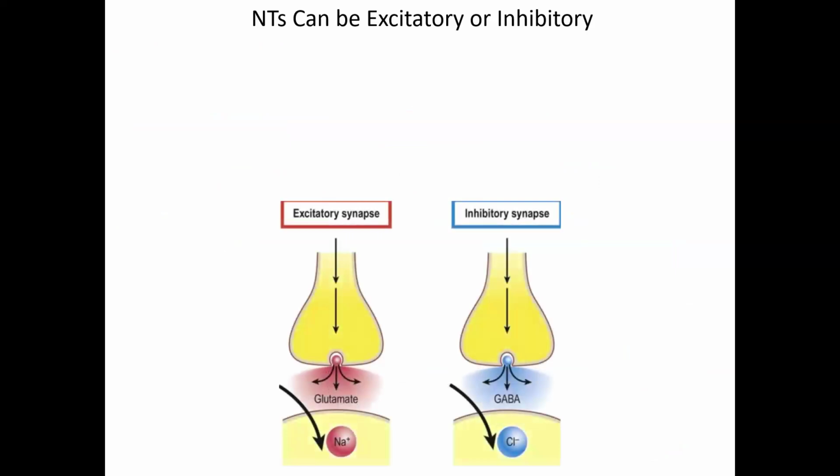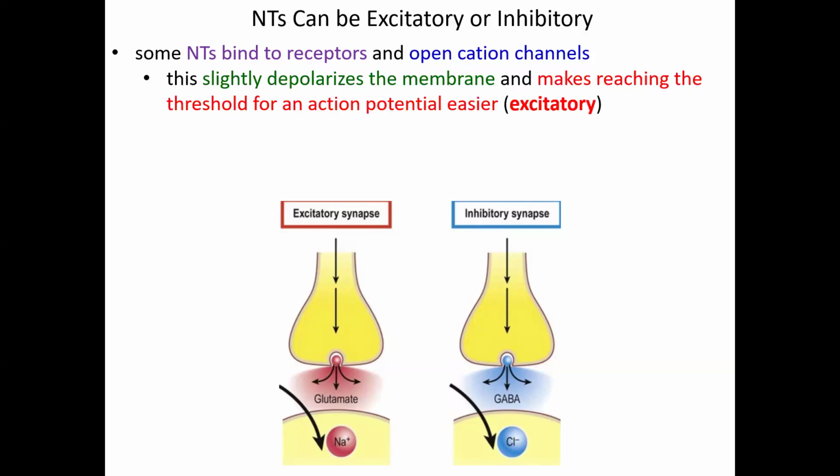Interestingly, neurotransmitters fall into two main classes, excitatory and inhibitory. Excitatory neurotransmitters make it easier for the postsynaptic cell to fire an action potential, so they are stimulating. And inhibitory neurotransmitters make it harder for the postsynaptic cell to fire. They are depressing the activity, depressing the action potential of the postsynaptic cell.